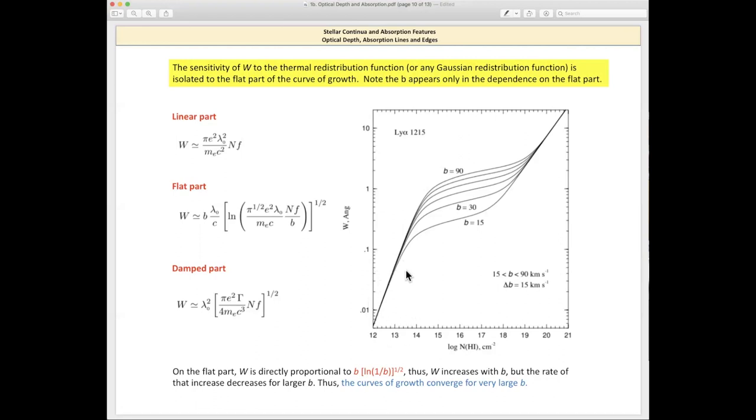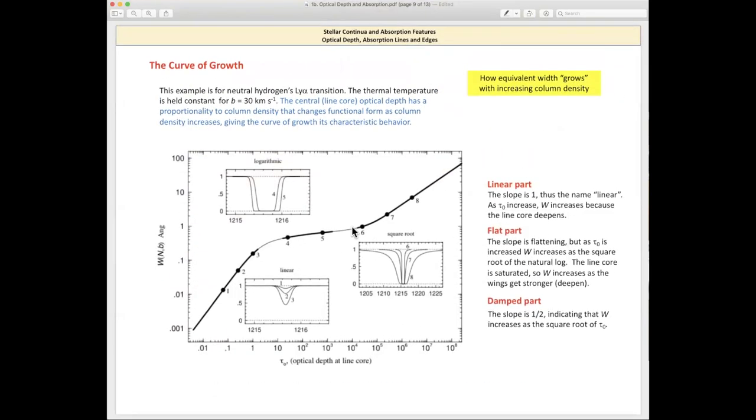In this regime here, it turns out that the equivalent width scales directly with the column density. Now, I'm showing you this formula, but I don't want you to worry about all these constants right now, because later in the class, we'll talk about where they all come from. But the point is that W scales directly with column density. And that's what happens in this part of the curve of growth. Okay. But remember that on this part of the curve of growth, the equivalent width is growing because the profile is getting broader.